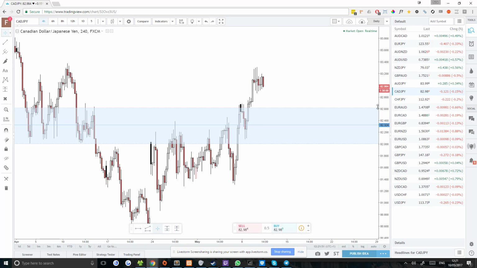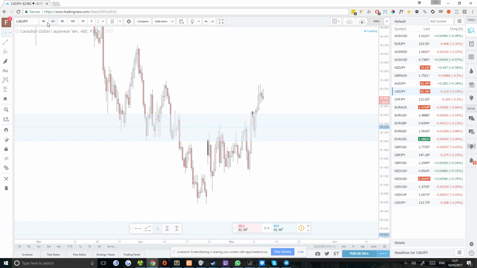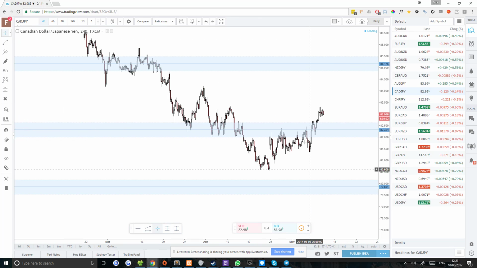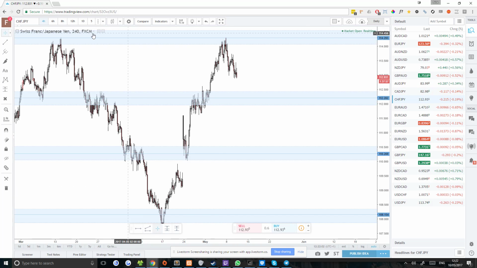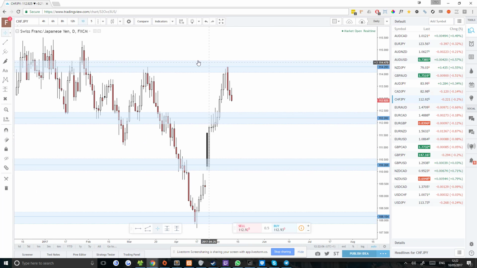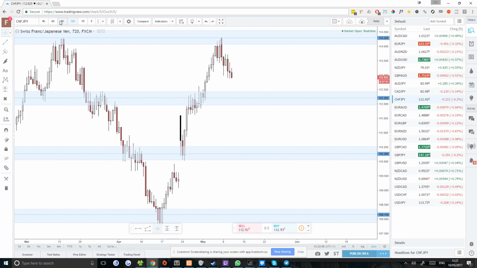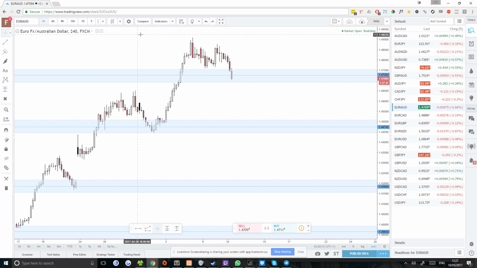All right, CAD JPY, what's going on with CAD JPY? Nothing really. I mean, it's broken above the resistance area. Now it's in between two support resistance areas. Nothing really happening there. CHF JPY is bouncing from resistance. Nothing really tradable there at the moment.